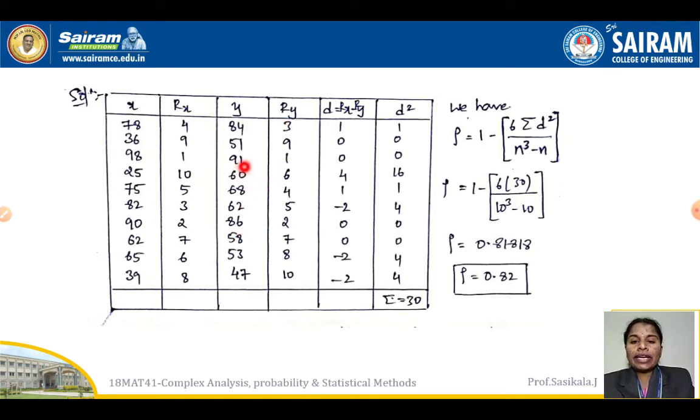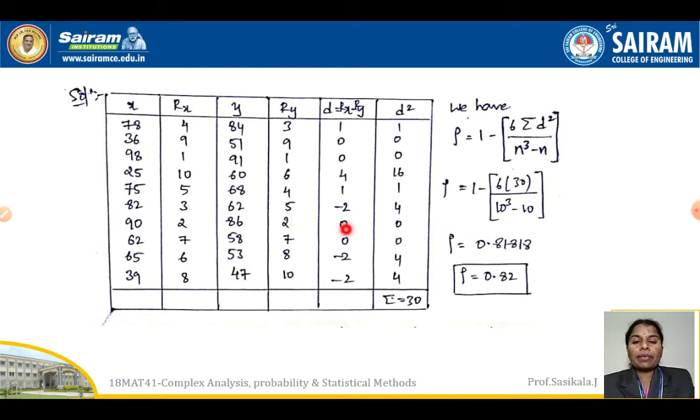Similarly, you can give the rank Y for your Y data. 91 is the first rank, 86 is the second rank, the third rank is 84, the fourth rank is 68, the fifth rank is 62, the sixth rank is 60, the seventh rank is 58, the eighth rank is 53, the ninth rank is 51, and the 10th rank is 47. So we have now given the ranks of your X and Y.